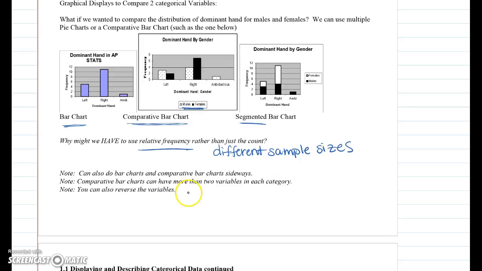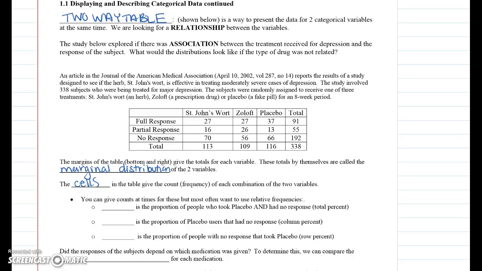Comparative bar charts can have more than 2 variables, so I could have done age and used a group of children, adolescents, adults, something like that. So you can have more than 2 groups. And I could have flipped the variables if I wanted to. I could have had a male-female group and done left, right, and ambidextrous. So now we're going to actually look at some data and make a comparative bar chart here.